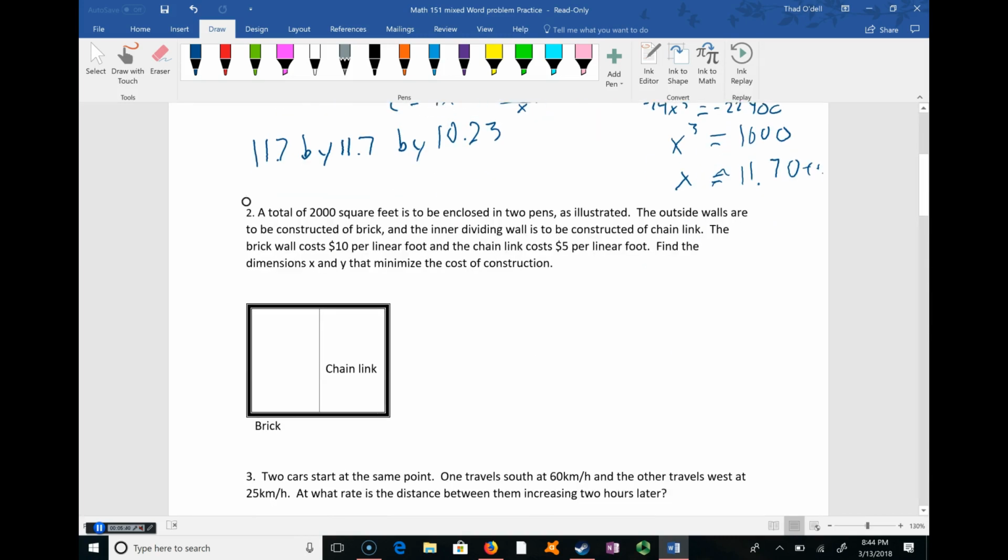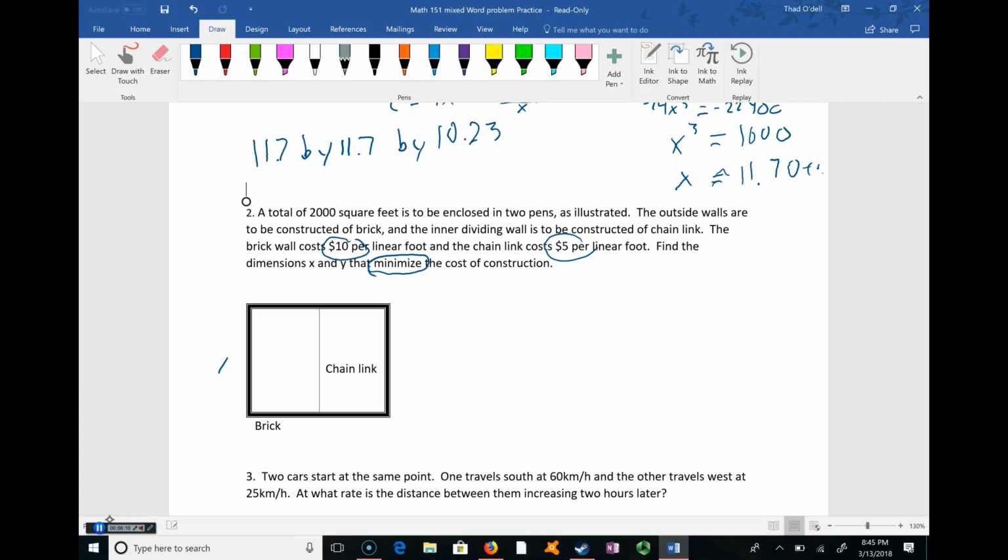Okay, this one says a total of 2,000 square feet, and so on. Read the last sentence. It says find the dimensions x and y that minimize the cost of the construction. Again, minimize, that's an optimization question. The whole thing is brick around the outside and then chain link in the middle. The brick costs $10 per linear foot, and the chain link costs $5 per square foot. So we're trying to minimize cost.